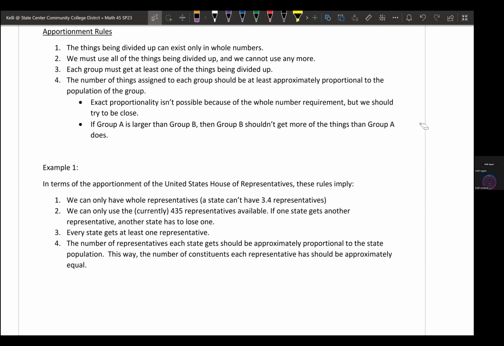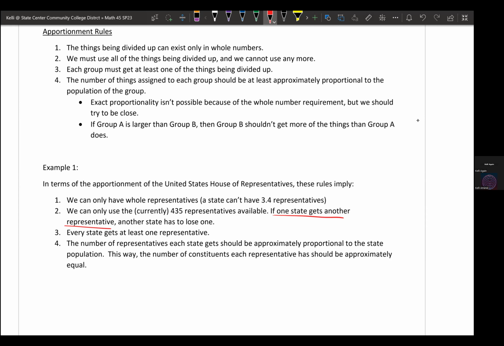There are 435 representatives available, and all of those representatives have to be apportioned. You're not going to have one over there. An interesting point about that is that if one state gets another representative, then another state has to lose one, because you can't add more. I guess you could, but you'd have to do an amendment. So you only have 435. If some state's quota increases and they need another representative, you have to take it from another state. So you'd reapportion.